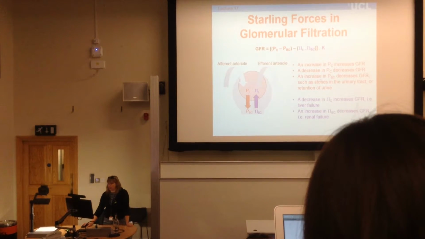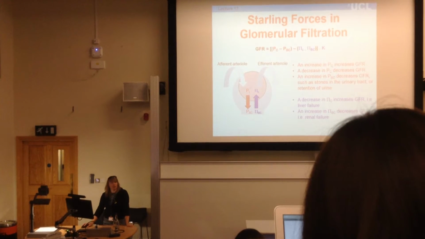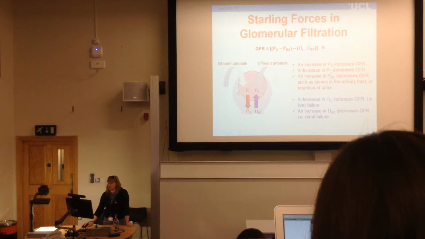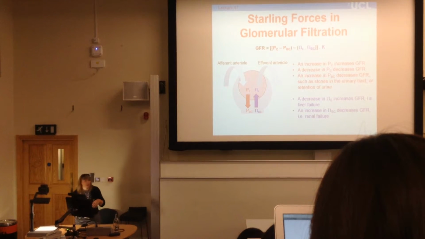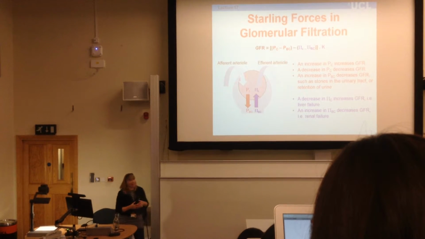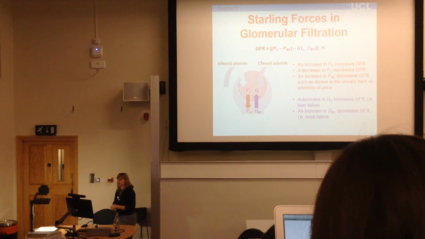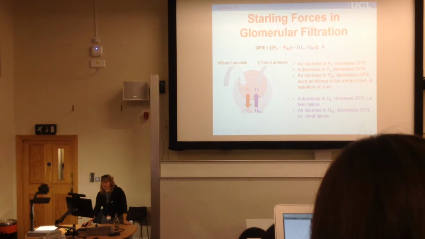Hydrostatic pressure within the glomerulus capsule may also increase. Again, this will decrease glomerular filtration rate because it will be a back pressure against the main driving force and reduce glomerular filtration rate. And this can happen when you've got kidney stones, there's a retention of urine in the bladder, which then just backs up the system and adds to an increased back pressure to the normal driving force.